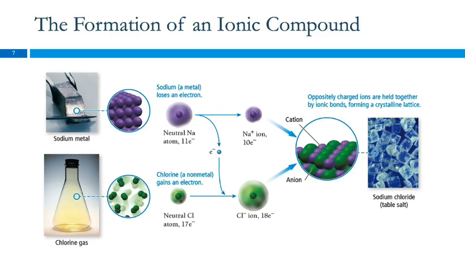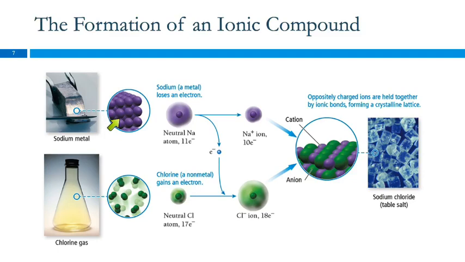Here we have the formation of an ionic compound, table salt. Here's sodium metal and chlorine gas. Both of these are very toxic, but when they're combined, they form table salt, which we sprinkle on our food all the time, right? Toxic at high levels, but so is water and so is oxygen.